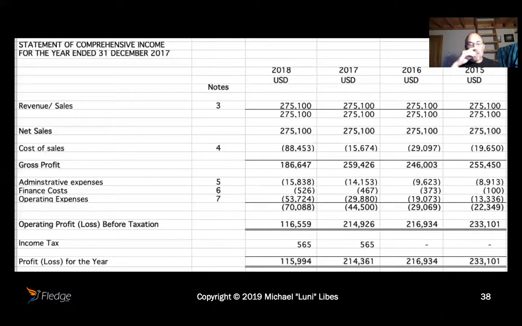So there's one more that I just thought was humorous. This is yet another fledgling who sent me this one. And so here we got the P&L. Now it should be old hat. Revenues, net, cost of sales, gross, right? Some expenses, some financing costs in this case. So maybe that was the loan, operating expenses, income, profit and loss, right? So all the normal things we're looking for.